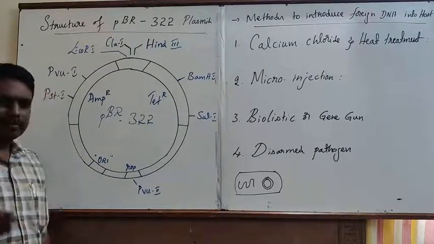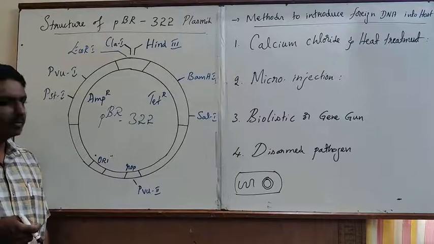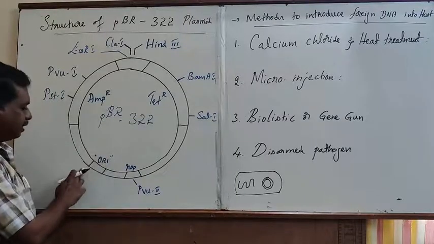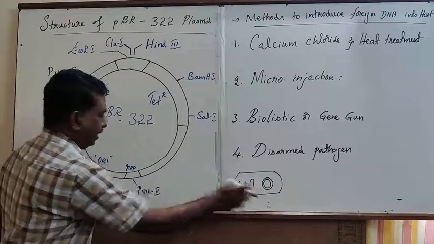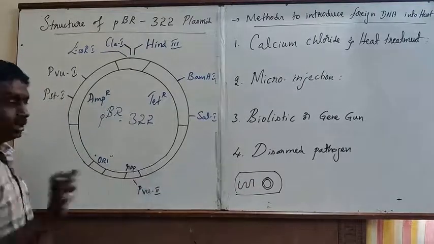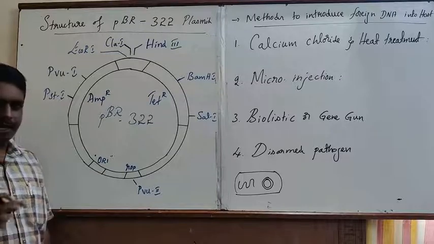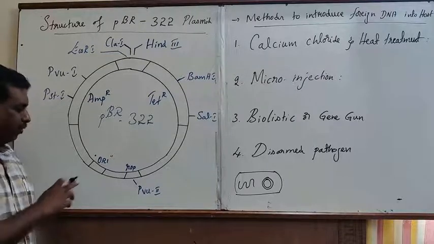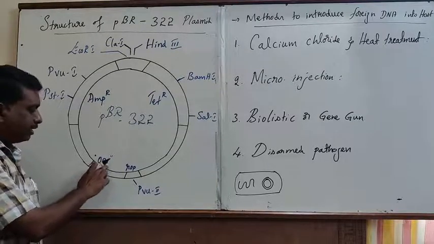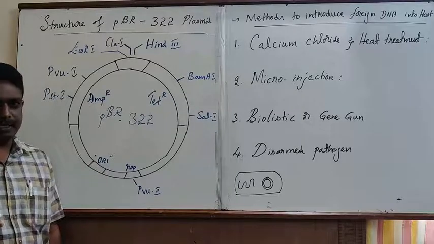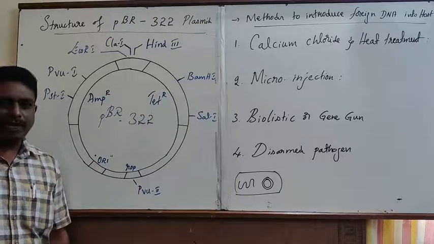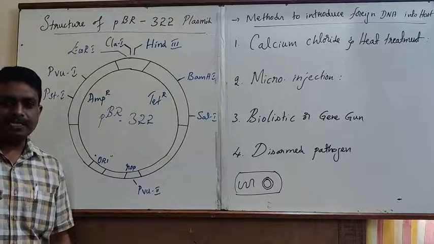With reference to the main structural details of pBR322, it is a type of extrachromosomal double-stranded DNA. It is characterized by the presence of the ori site. Ori refers to the origin of replication. It is the site where the replication starts.